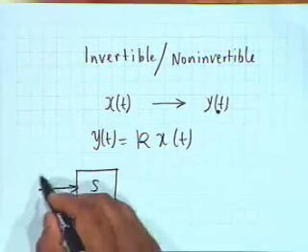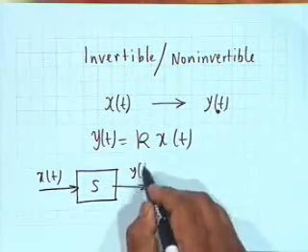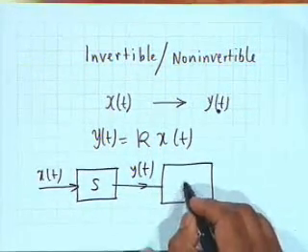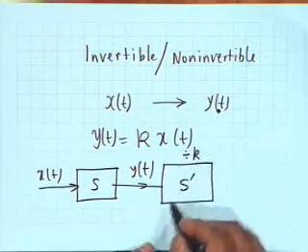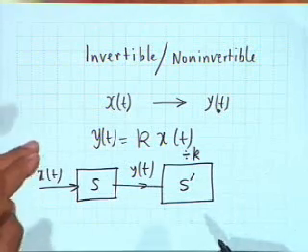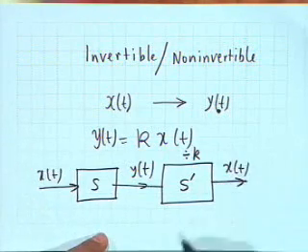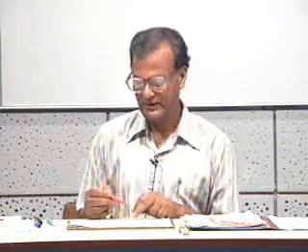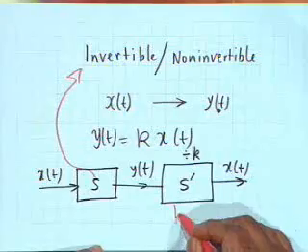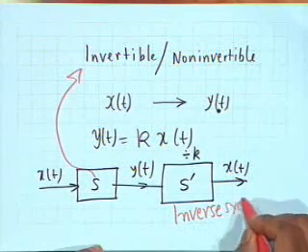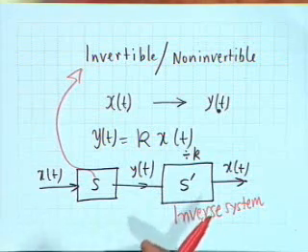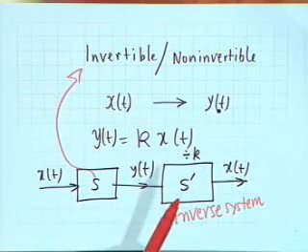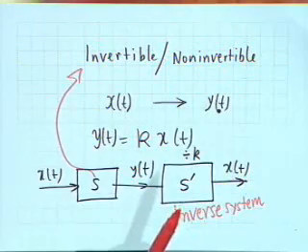Then we have a system S which takes x of t, produces y of t by multiplying by k. Obviously, if I put another system which divides by k, this system S prime is such that any input it gets, it divides by k, then obviously we get x of t back. And therefore, this system S is said to be invertible system. And S prime is known as the inverse system. Is the point clear? A distinct input produces a distinct output, and from the output, the input can be recovered by a suitable inverse system.